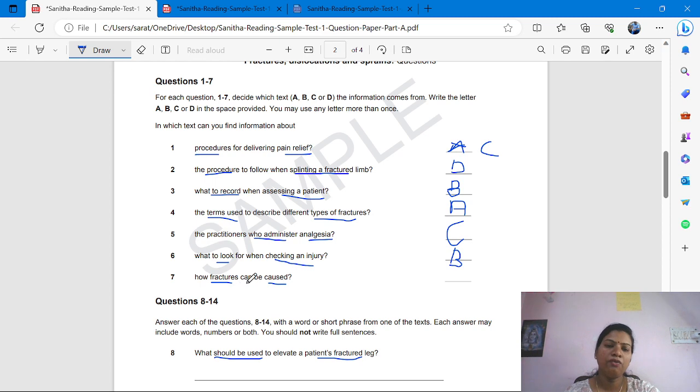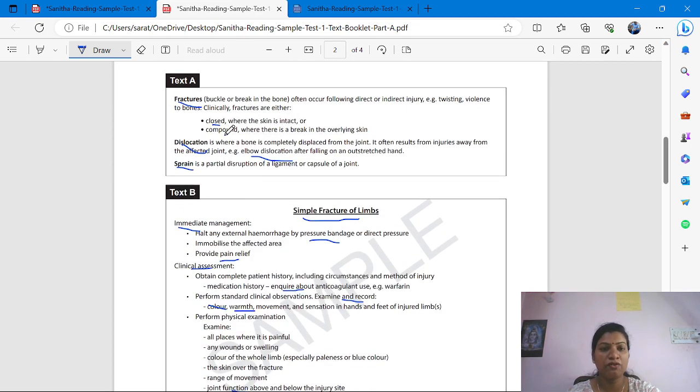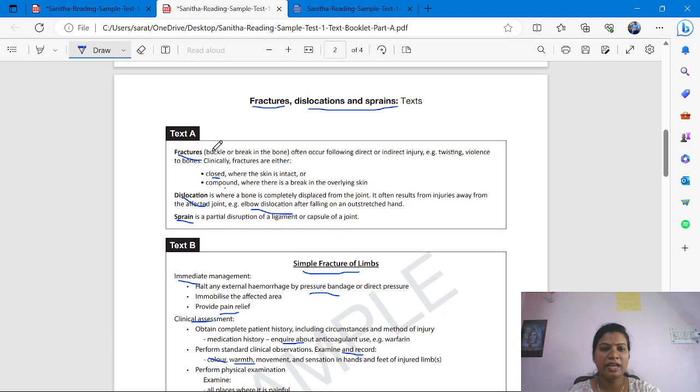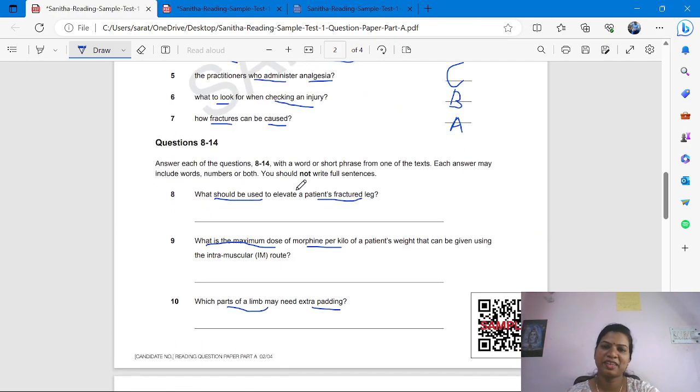How can fractures be caused? Text B says simple fracture of limbs: a buckle or break in the bone, which often occurs following direct or indirect injury, twisting, violence to bones. Directly in the first sentence. What is the answer here? Text A. I hope you understood reading part A.